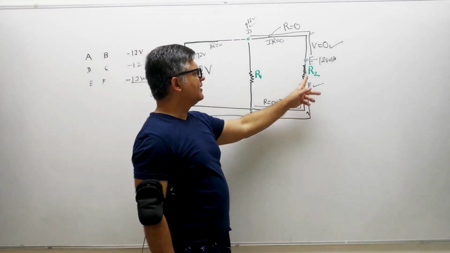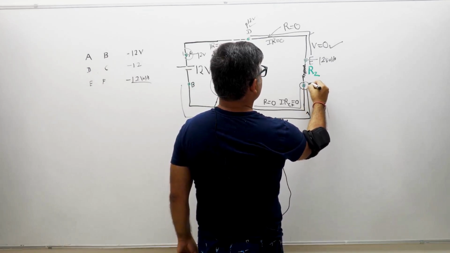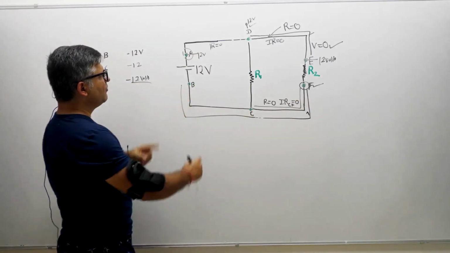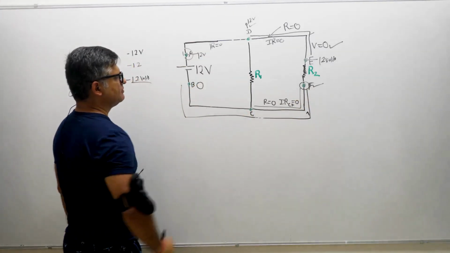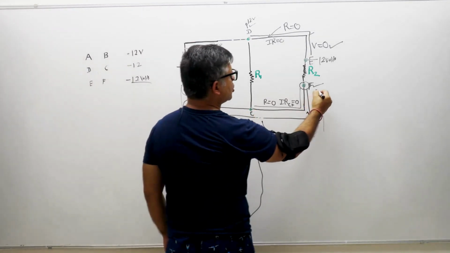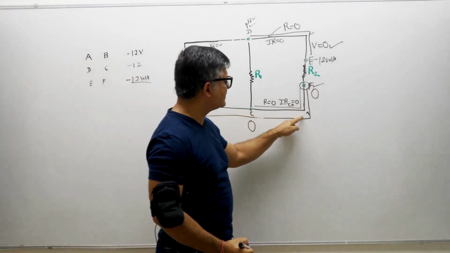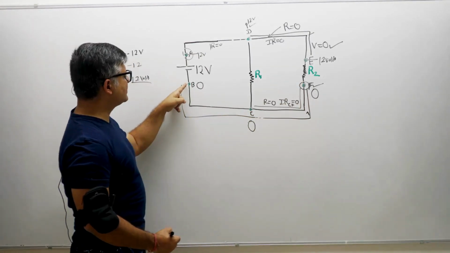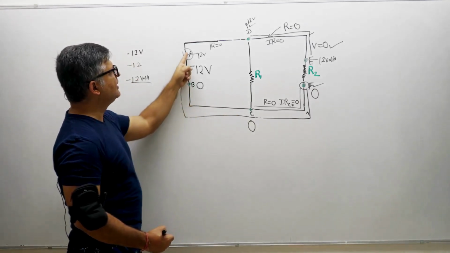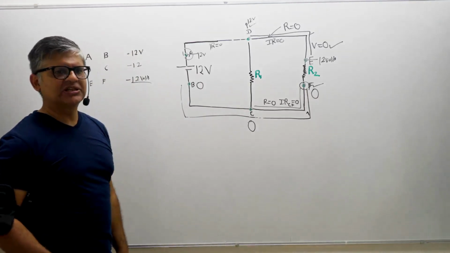And what is F connected to? F is connected to C. C is connected to B. What is the potential of B? 0 volt, right? What is the potential of C? 0 volt. What is the potential of F? 0, because they're connected by a wire without resistance. So B, C, F are all at the same potential, and A, D, E are all at the same potential.